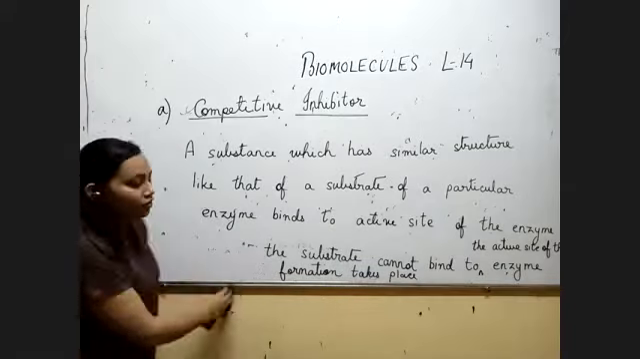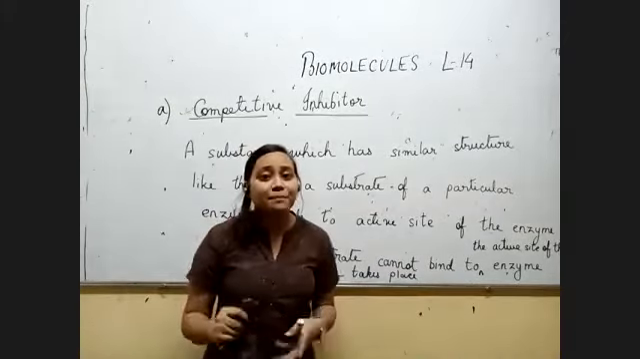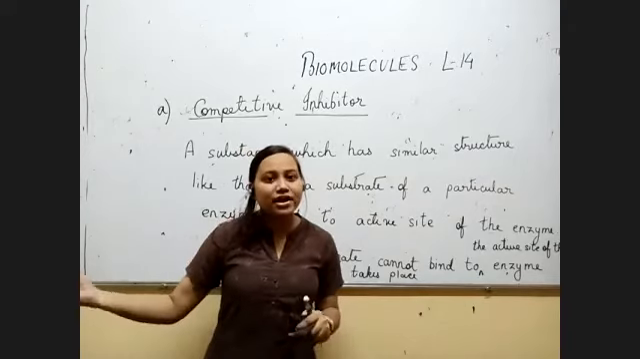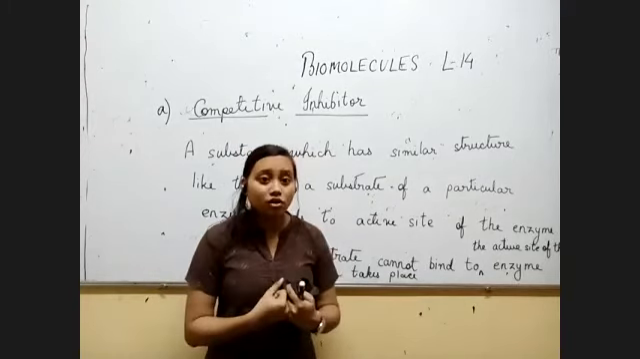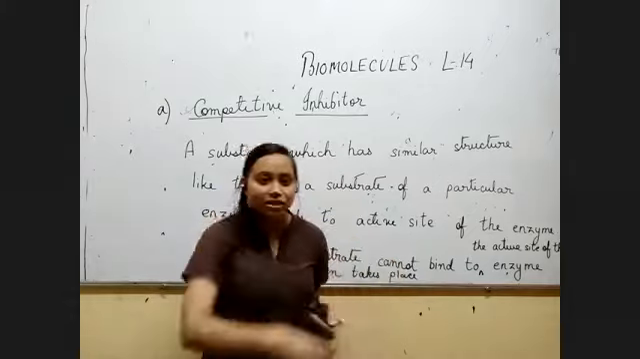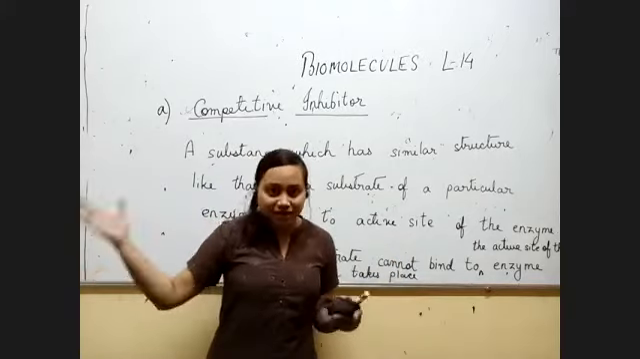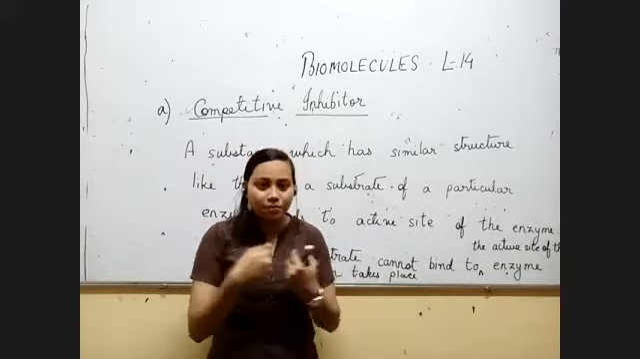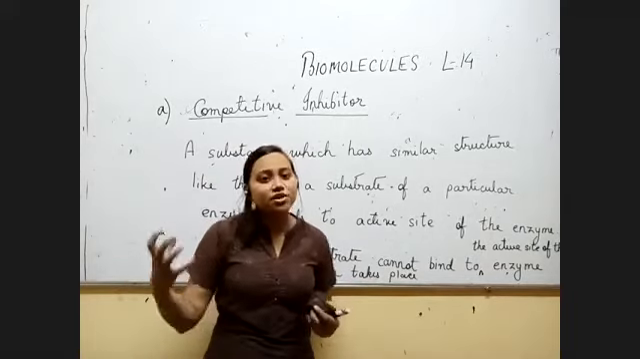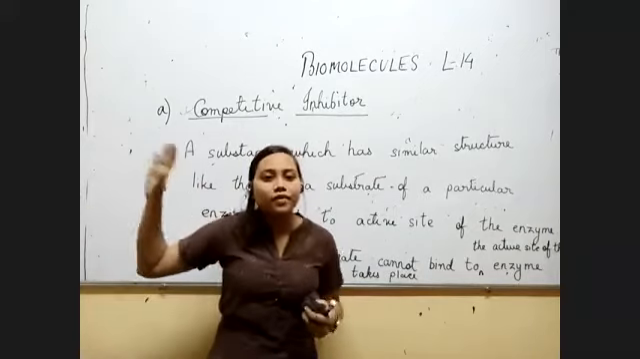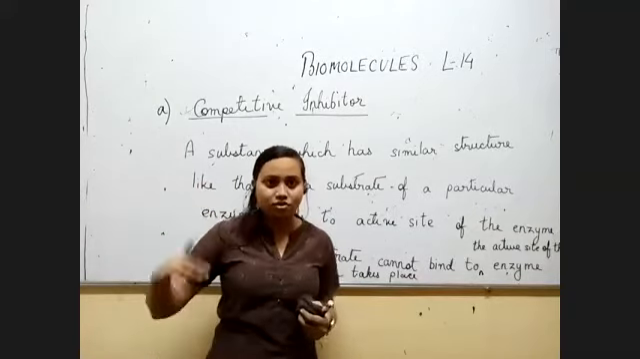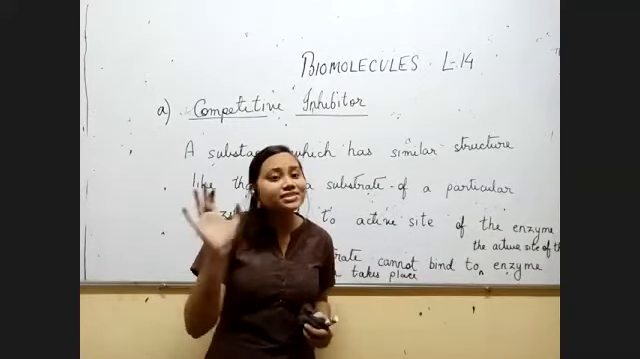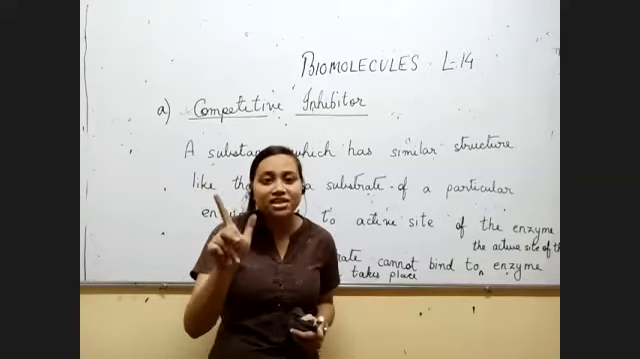Okay. So here the substance is competing with the substrate. The substance is competing with the substrate, taking the substrate's place. If this substance was not there, then the substrate would be binding to the enzyme. But now that substance is a competitor to the substrate. So this type of inhibition is known as competitive inhibition.